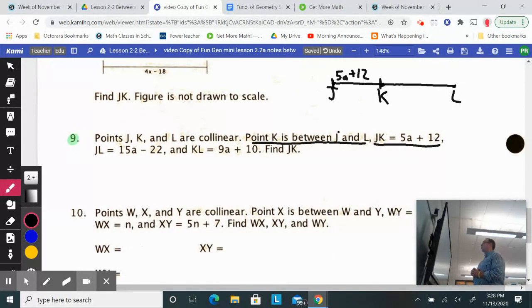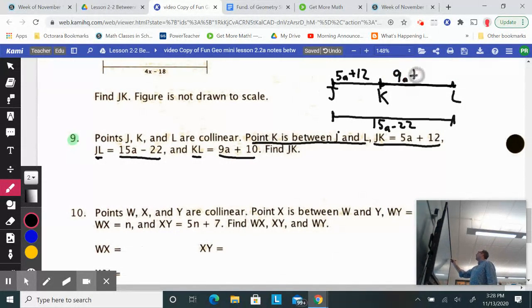Then it says from J to L. J to L is the distance from the left all the way to the right. So from J to L is 15a minus 22. And then it tells you that KL, the distance from K to L, is 9a plus 10.